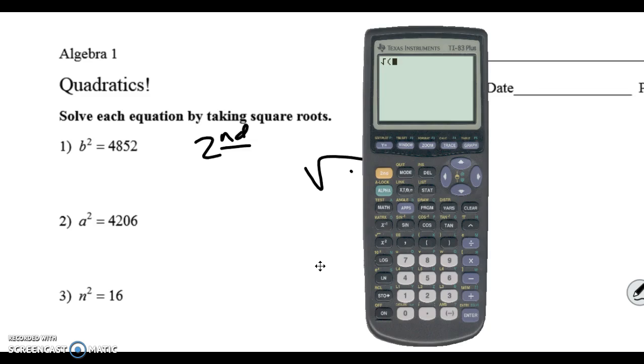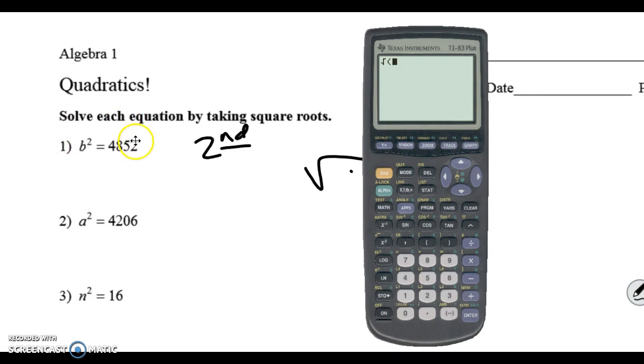Now, we also know that a negative times a negative is a positive. That means we're always going to have 2 square roots. We're going to start off with 2 square roots. So let's start with a problem. Well, let's just go right with this one right here. I see that b squared is 4852.